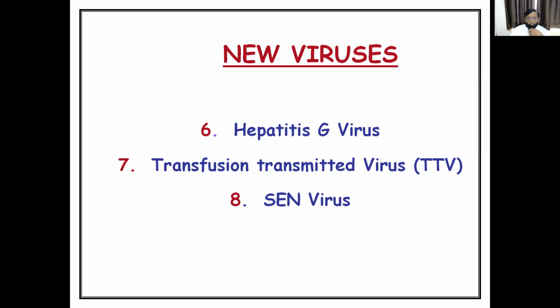The new viruses are hepatitis G virus, transfusion transmitted virus, that is called TTV, and SEN virus. These are also hepatitis viruses causing infection of the liver primarily. But only a small amount of information has come for these three viruses, that is hepatitis G virus, transfusion transmitted virus TTV, and SEN virus, named after the isolated person's name.